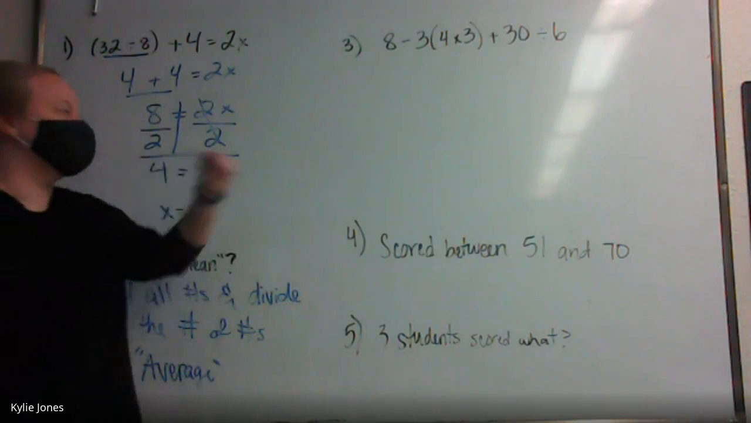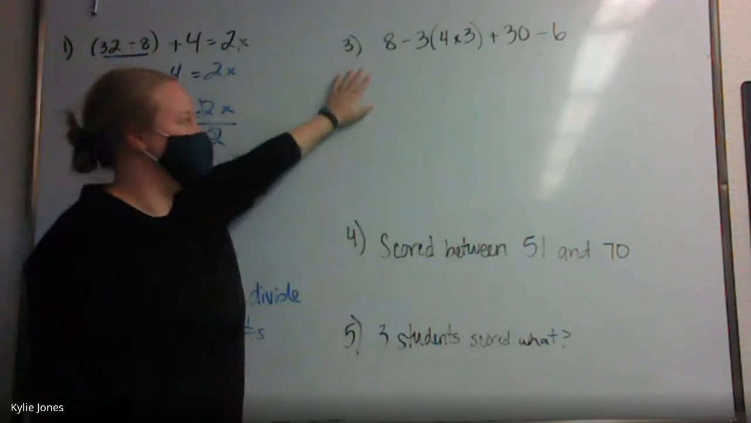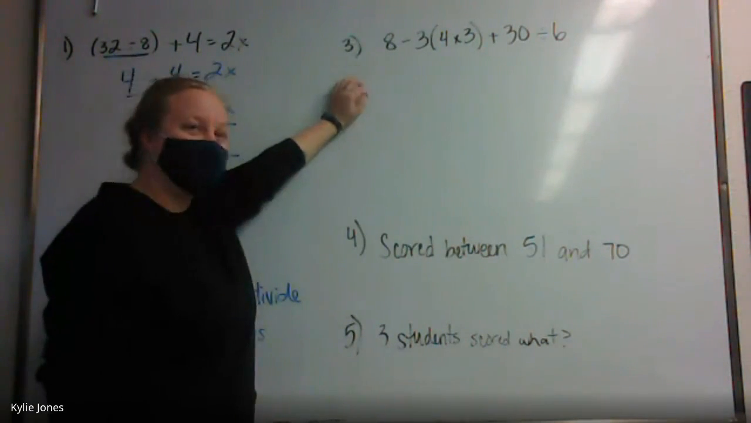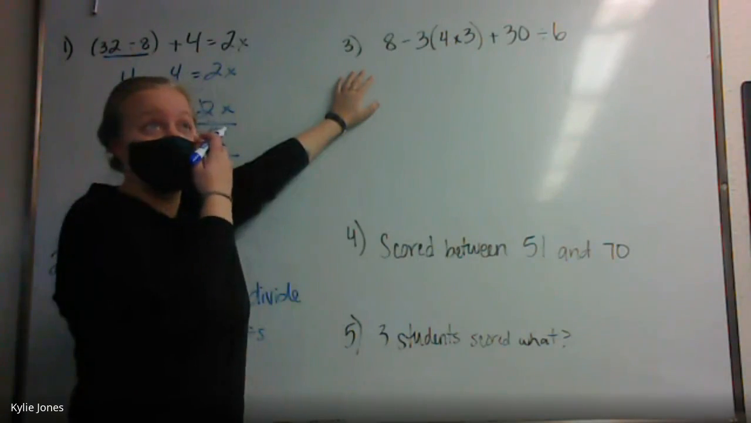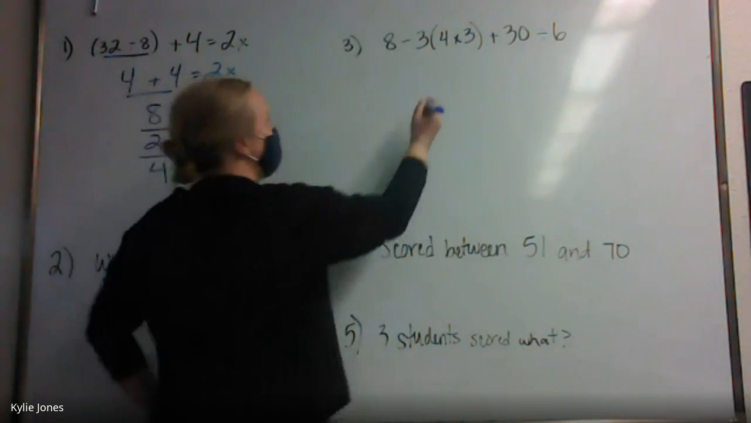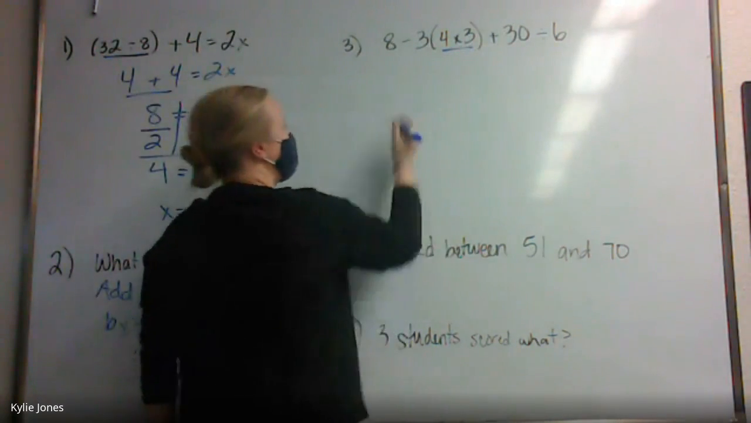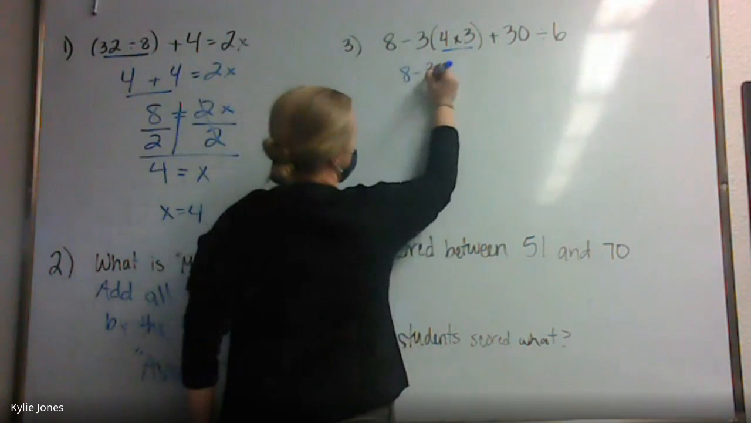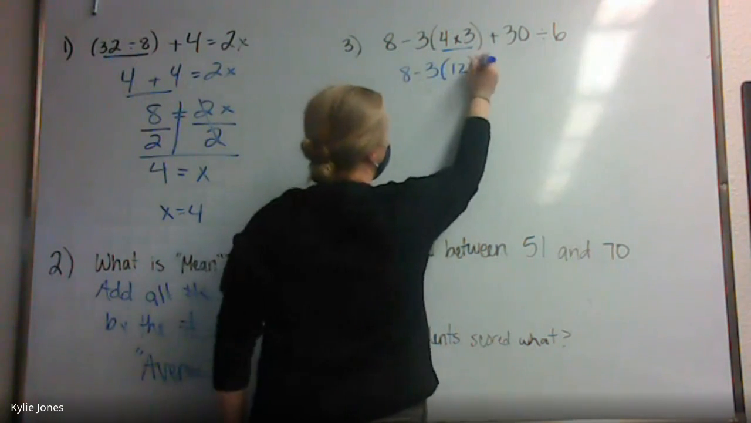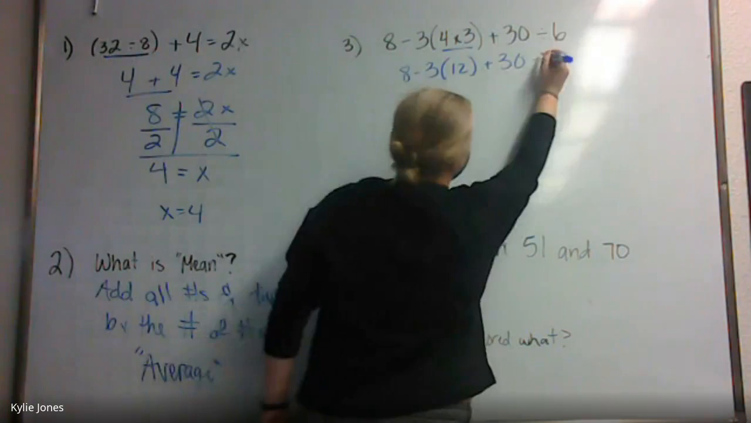Our next one, we have some order of operations. This is a longer one. First, we need to start with, if it's PEMDAS, parentheses first. So what is 4 times 3? 12. 8 minus 3 times 12 plus 30 divided by 6.